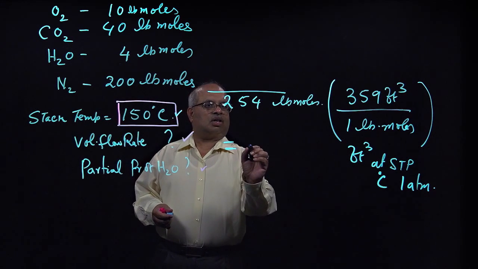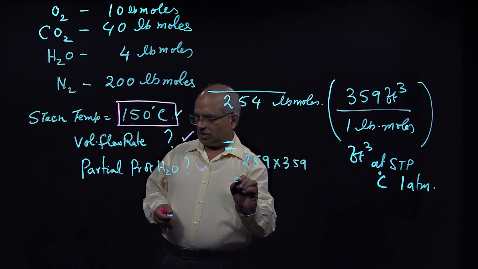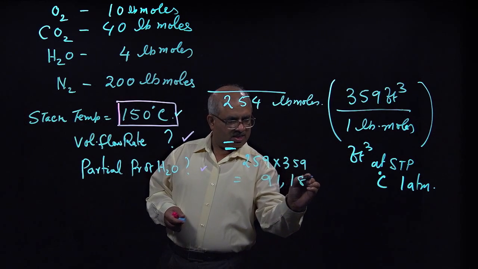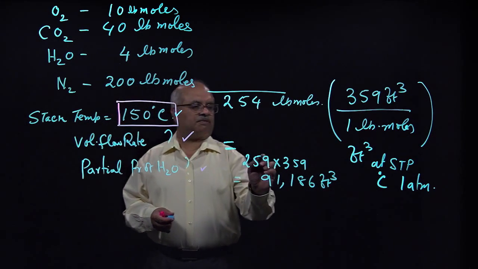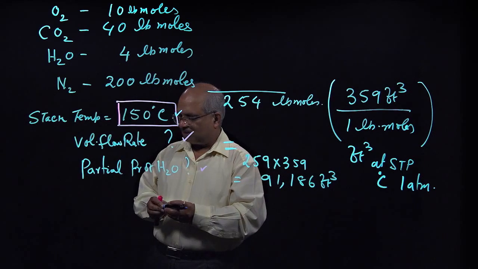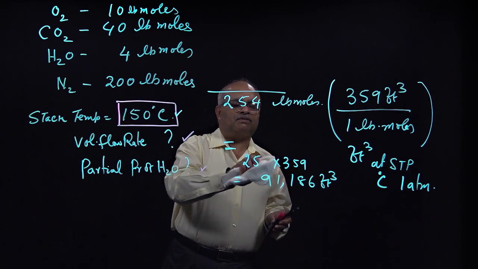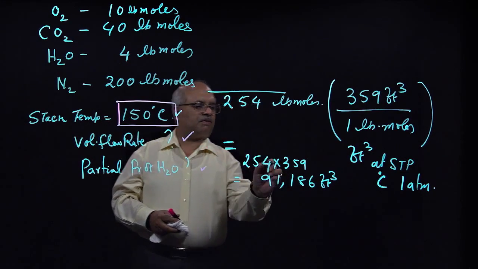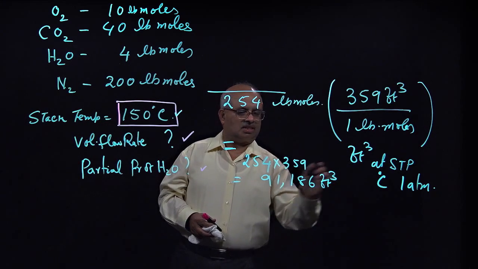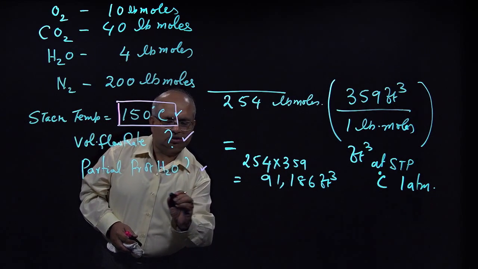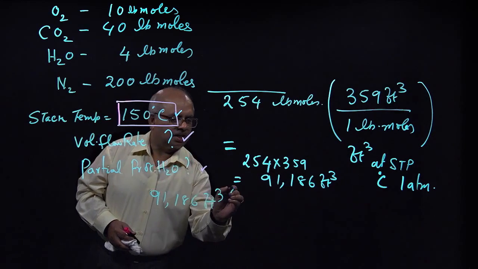254 times 359 is equal to 91,186 cubic feet at 0 degrees Celsius and 1 atmosphere pressure. So now we take this volume, 91,186 cubic feet, and we are correcting it for temperature.